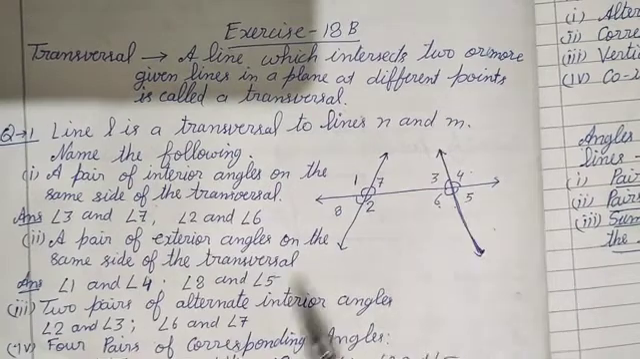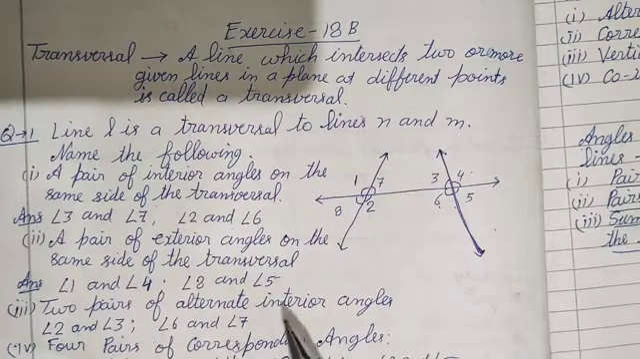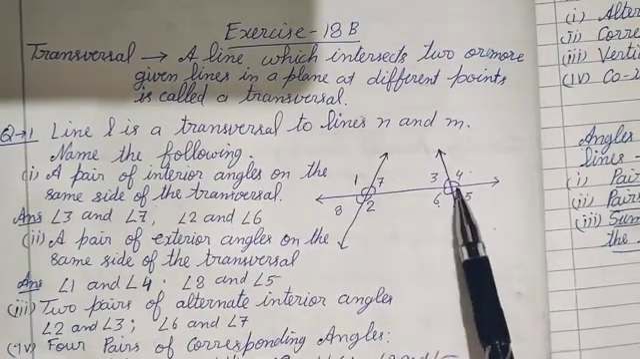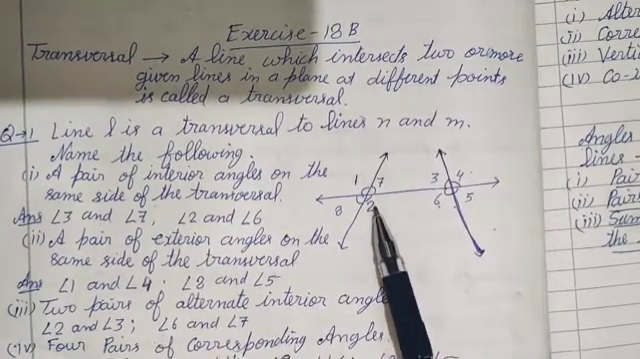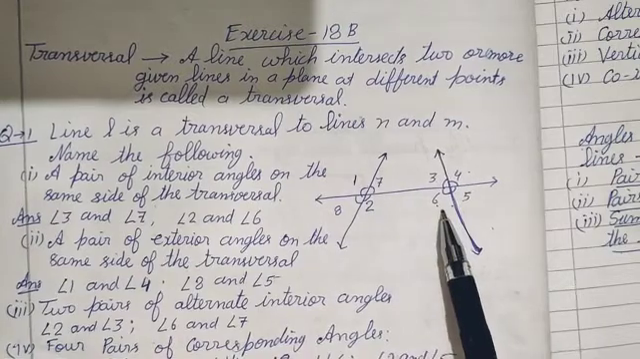Two pairs of alternate interior angles. So alternate interior angles are in the interior region of the parallel lines and they are on the opposite side of the transversal. So 2 and 3, 7 and 6.